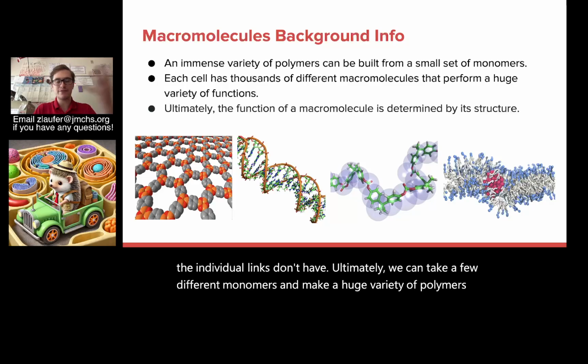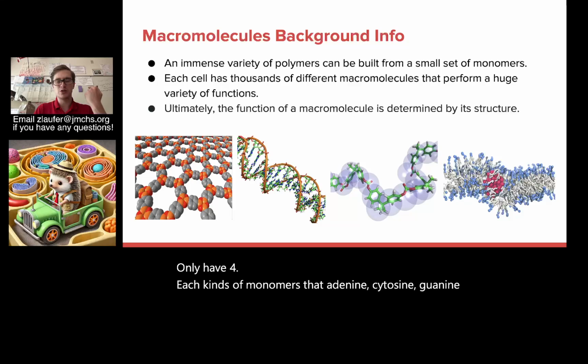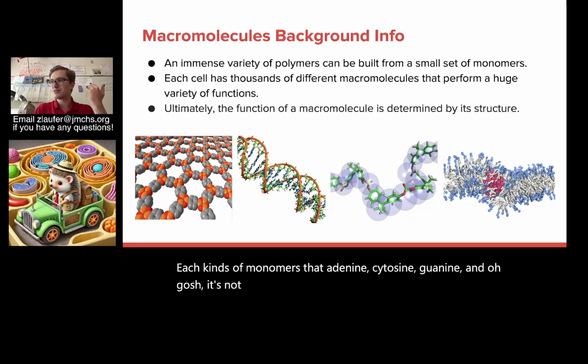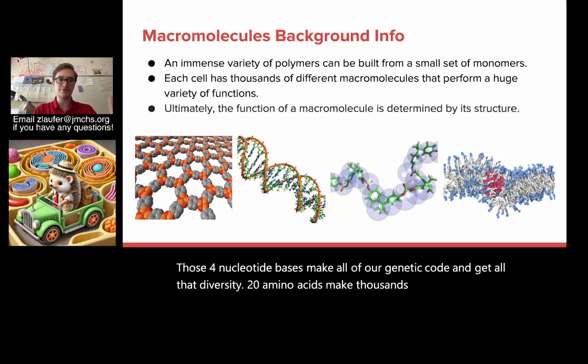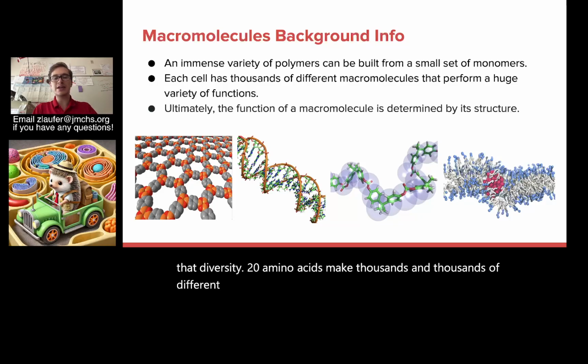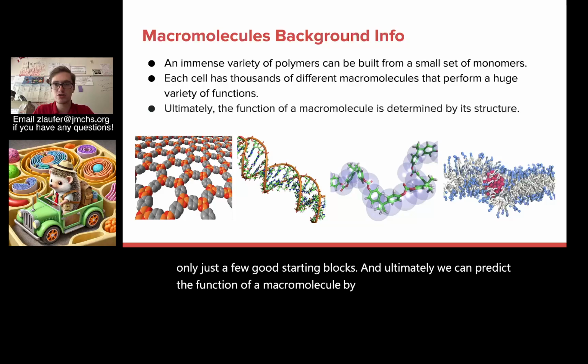DNA and RNA only have 4 kinds of monomers each: adenine, cytosine, guanine, and, oh gosh, it's not threonine, thymine, duh. Those 4 nucleotide bases make all of our genetic code and get all that diversity. 20 amino acids make thousands and thousands of different proteins. So we can get a huge amount of diversity with just a few good starting blocks, and ultimately we can predict the function of a macromolecule by analyzing its structure.